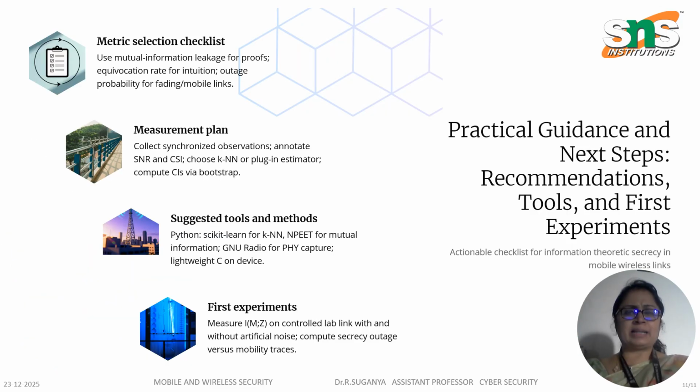Here is the practical guidance: recommendations, tools, and the first experiments. First is the metric selection checklist: use mutual information leakage for proofs and rate for intuition. Next, plan the measurement: collect synchronized observations and annotate the signal to noise ratio. Then suggested tools and methods. What tools can we have? The k nearest neighbor method for mutual information. And an experiment like measuring and labeling without artificial noise, and computing the secrecy outages.